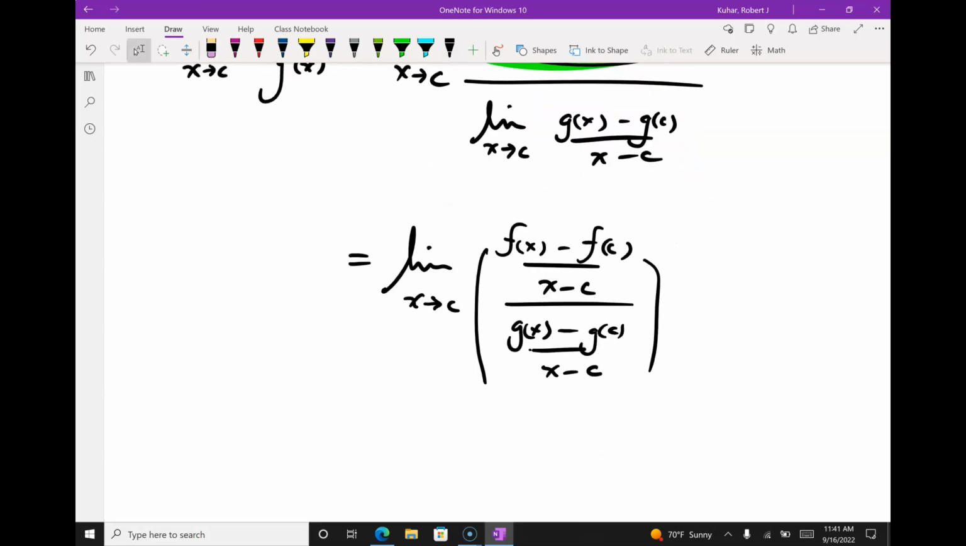See anything in my proof that I can do? Cancel what? Cancel the x minus c. Or keep, change, flip and then cancel them if I have to, right? But I'm going to just cancel my x minus c's.